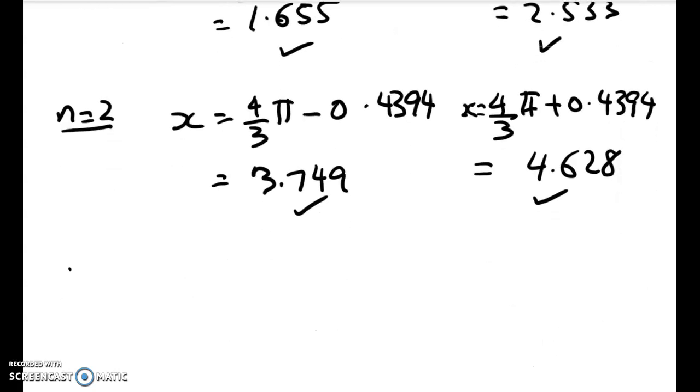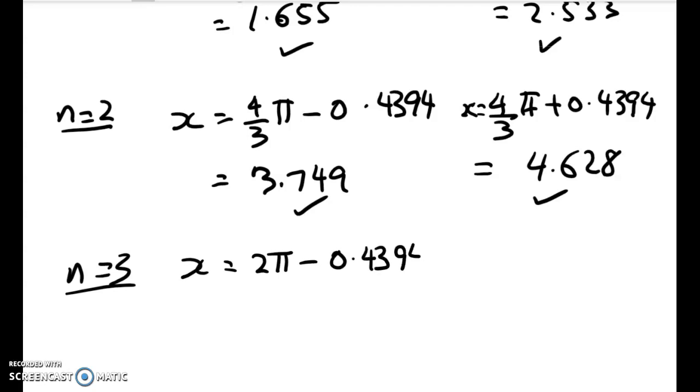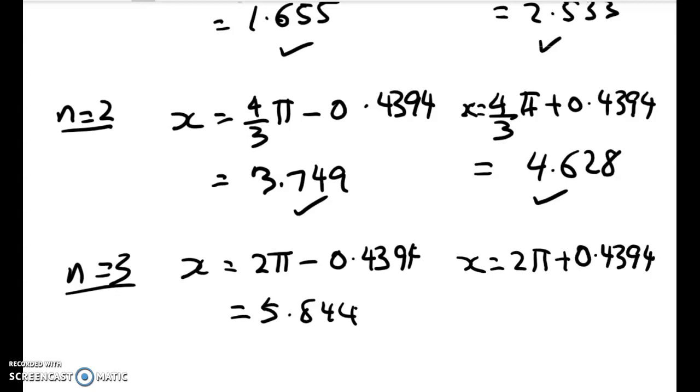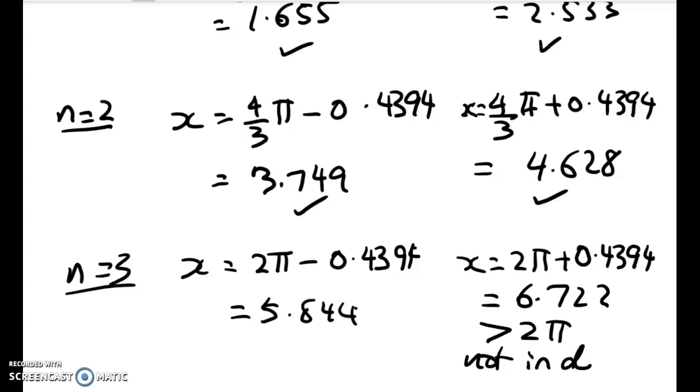and that's going to be the lower one when n equals 3. So we're up to 2 pi, so 6 pi on 3, minus 0.4394, which gives me 5.844. And the other one, which we'll reject, is this one here. So that's bigger than 2 pi. So there you go, we've got all 6 solutions.